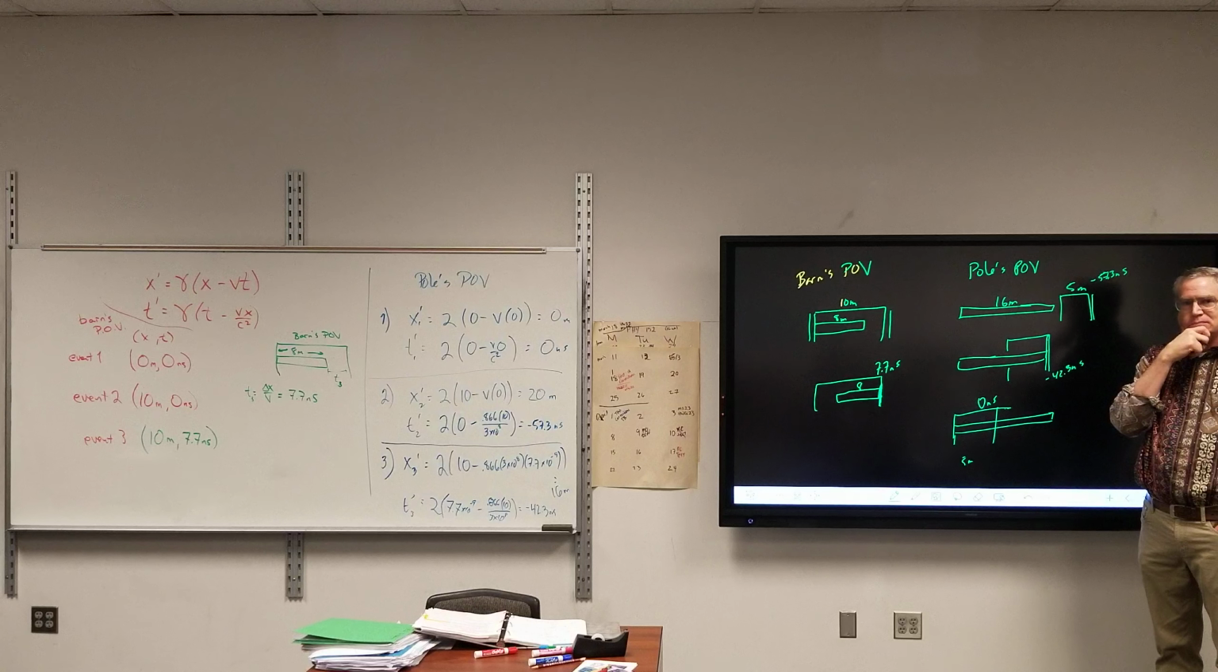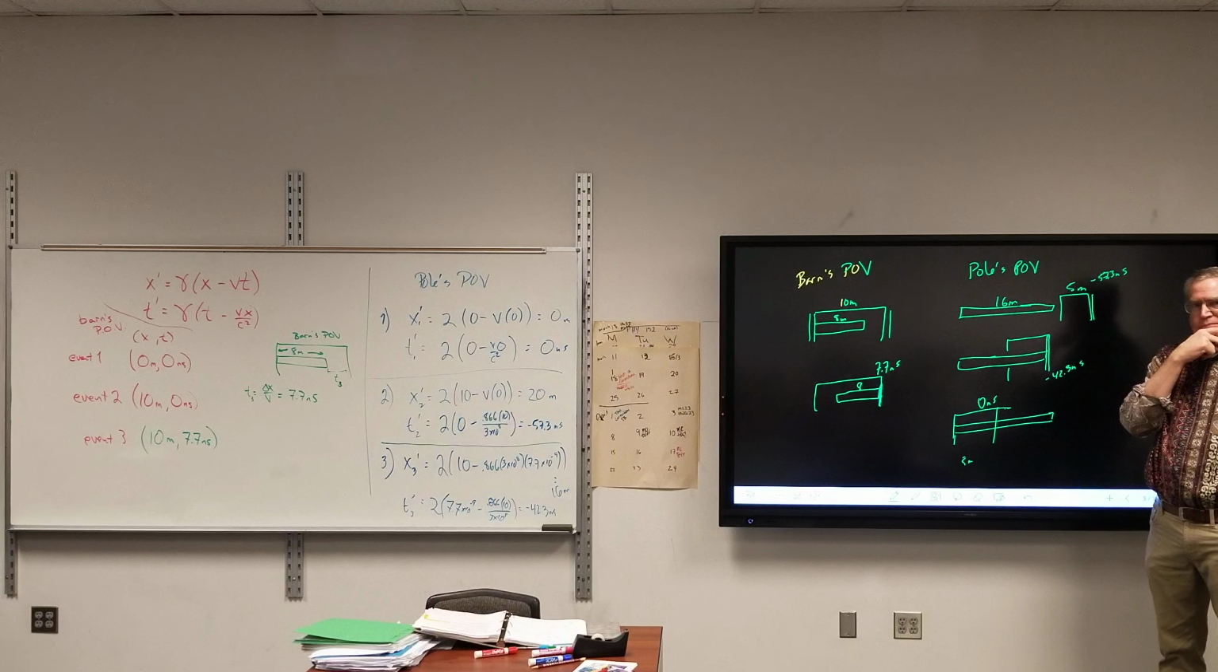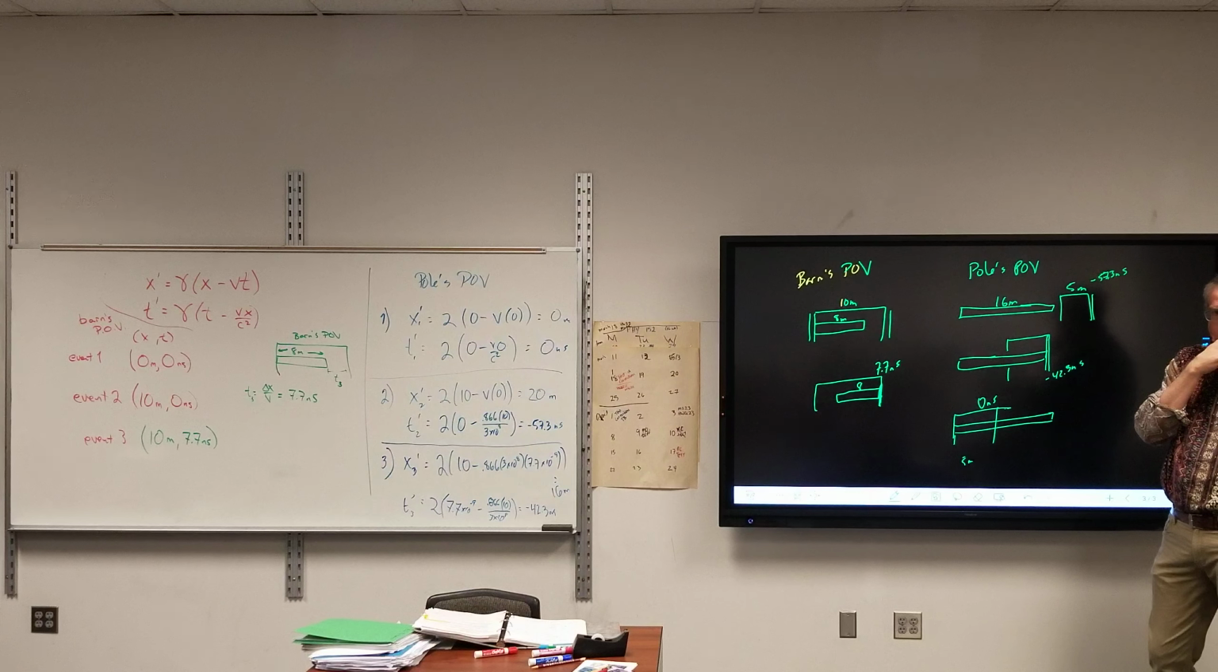That makes sense. And 0 nanoseconds for the barn's POV is not the same as 0 nanoseconds for the pole's POV, right? They've synchronized the clocks so that when the left end enters, 0 nanoseconds is the same for both.